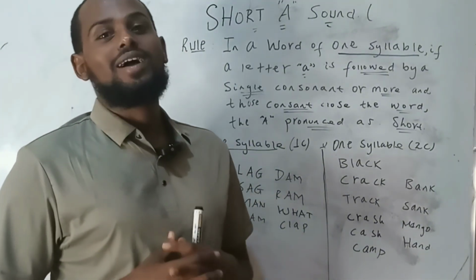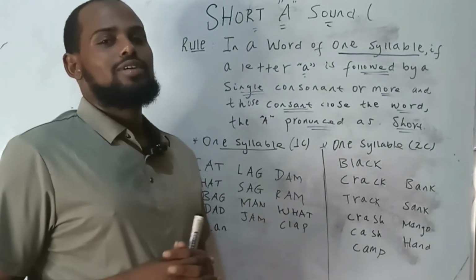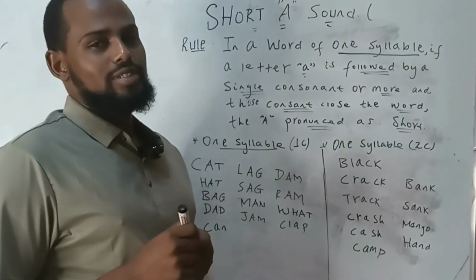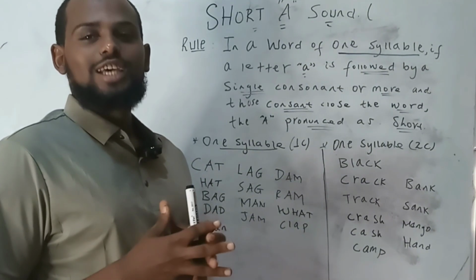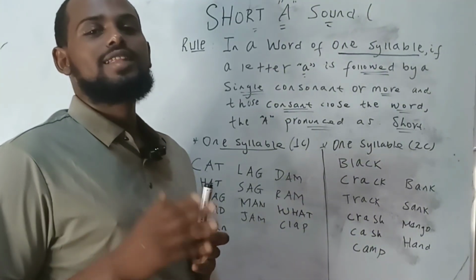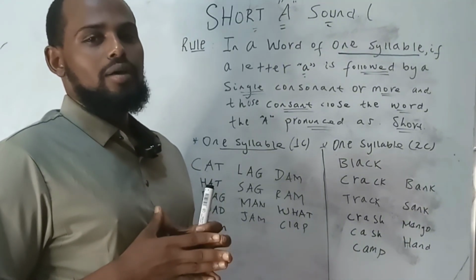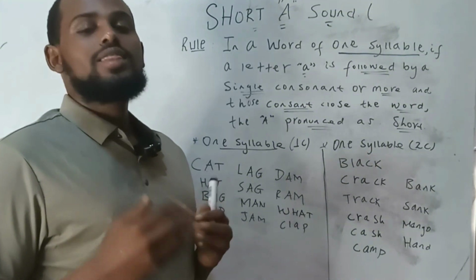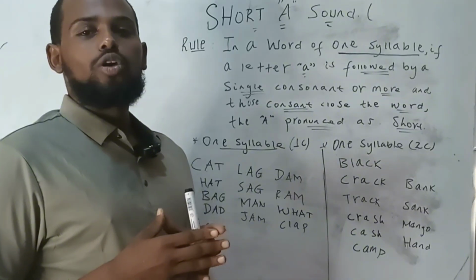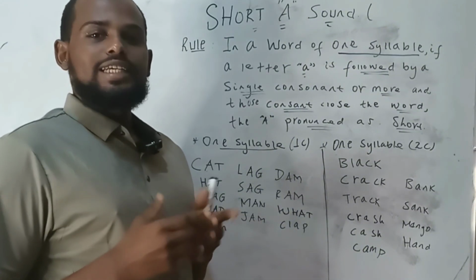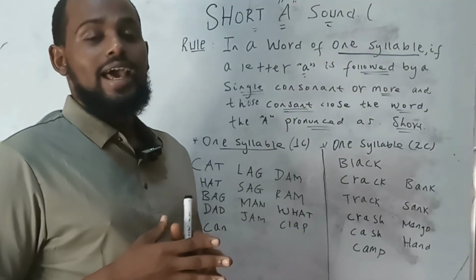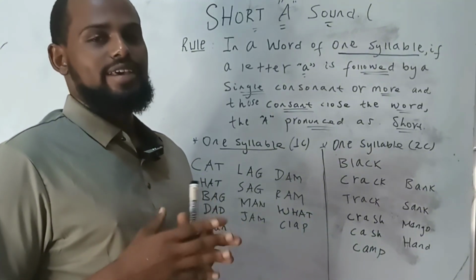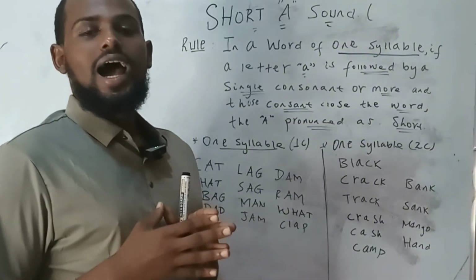Today, we are again coming back to look at the short A sound. In the previous class, we said that A has five main sounds. The first one is what we call the short A sound. In the previous class, we said that the short A sound is pronounced as A. That means the same sound that A has in the word cat, and the same as in the word man. Therefore, short A sound means when the sound of A is pronounced as A.